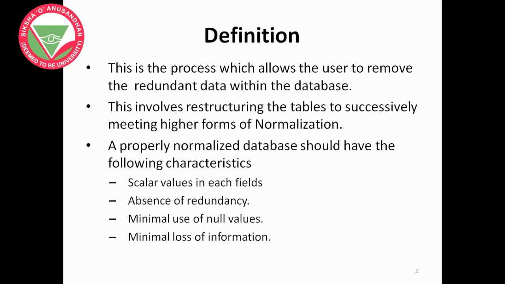Number 3. A properly normalized table should have the following characteristics. Number 1. Scalar value in each field. Scalar value generally means singular value in each field. So for example, let us say we have the attribute registration numbers for each student. Each of the fields should have only one registration number. But sometimes what happens, the attribute such as contact number, we may have more than one contact number. That should not happen.